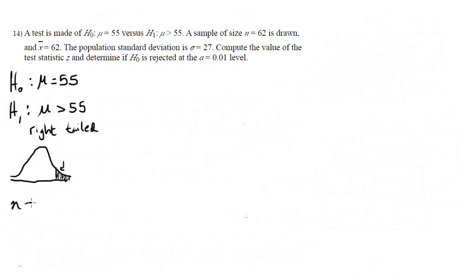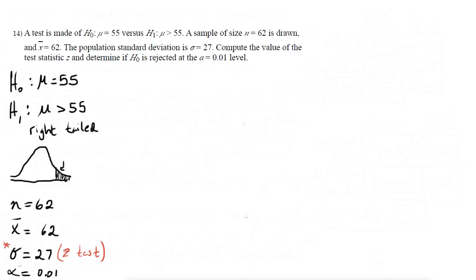The sample size n is 62. X bar, the sample mean, is 62. Both are 62, interesting. And the population standard deviation is 27. And alpha is 0.001. We're talking about 99%. So we know the population standard deviation. Because we know the population standard deviation and n is greater than or equal to 30, this is going to be a z-test.